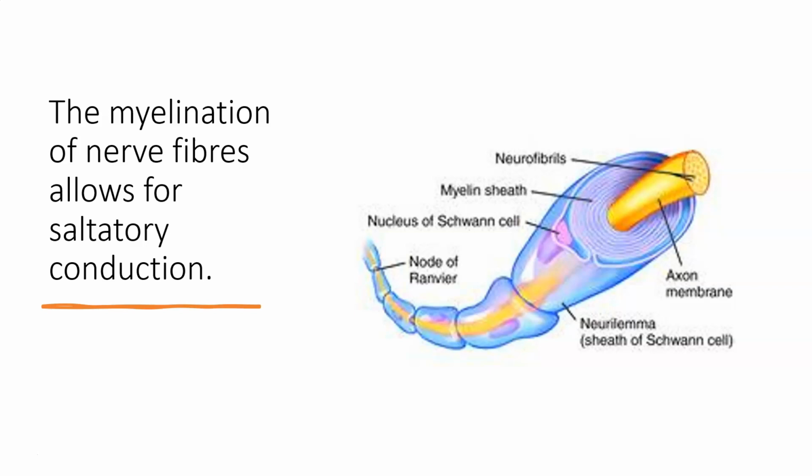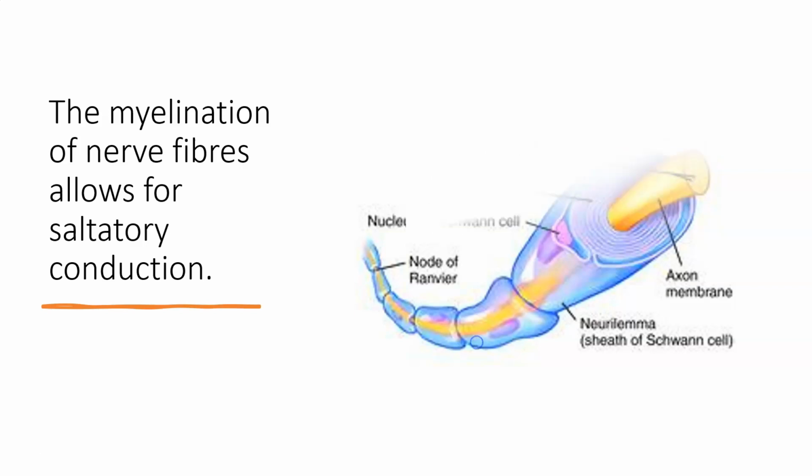Now, let's have a look at what this actually means. Your next understanding is that the myelination of nerve fibers allows for saltatory conduction. So we've got two things there. We've got a process of myelination, which we need to look into, and then we need to look at what saltatory conduction is to understand why myelination allows it.